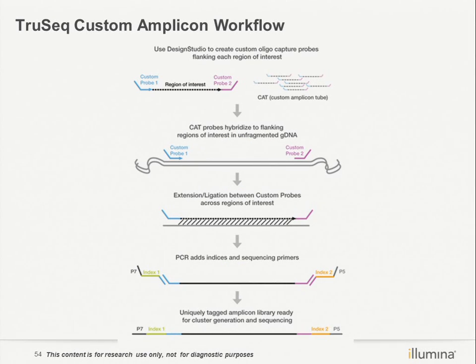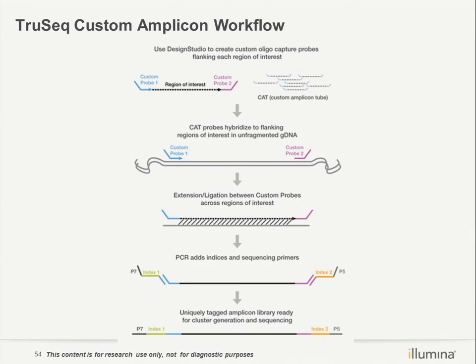So the second method for target sequencing. The first one, the one we use for the exome, uses specific sequence probes to capture the exome region. The second method is we use an amplicon method. This amplicon you can customize by using our tool like the Design Studio.